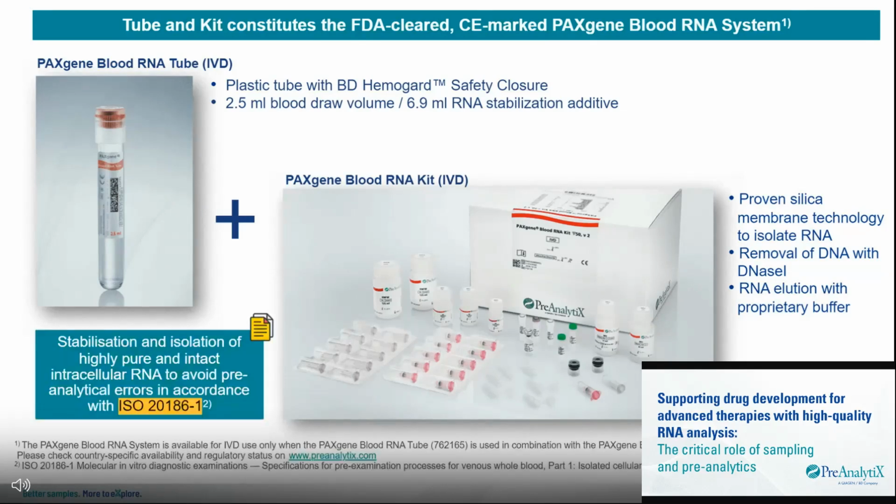And the system helps to standardize blood collection, stabilization, transportation, storage, and isolation of highly pure and intact intracellular RNA to avoid pre-analytical errors in accordance with ISO 21861. The system was CE certified and received 510(k) FDA clearance in 2005, and it is still the only FDA-cleared system for blood RNA in the market.